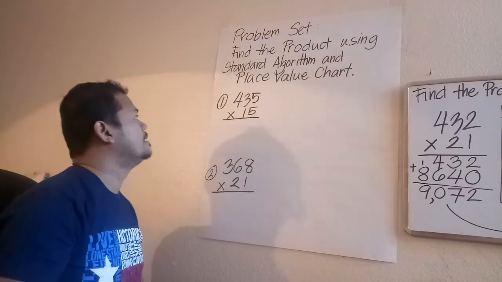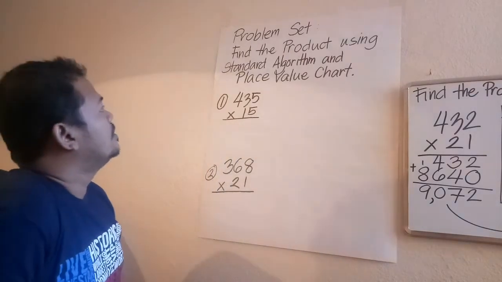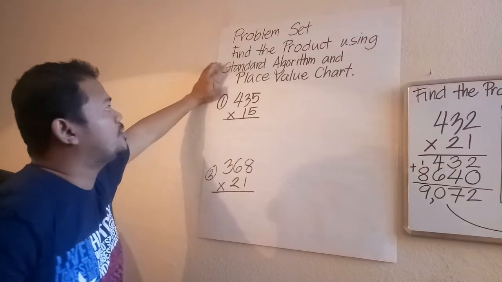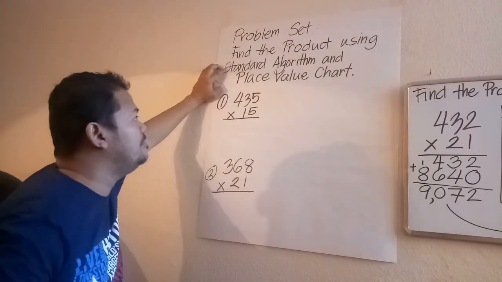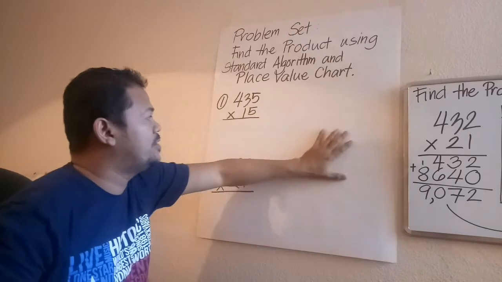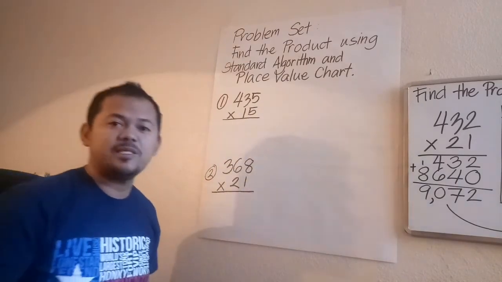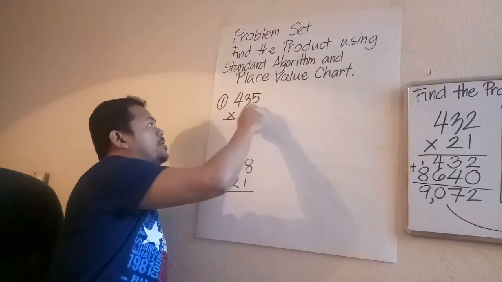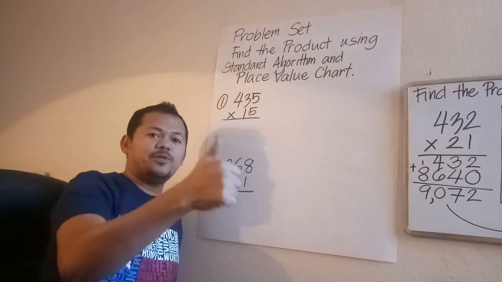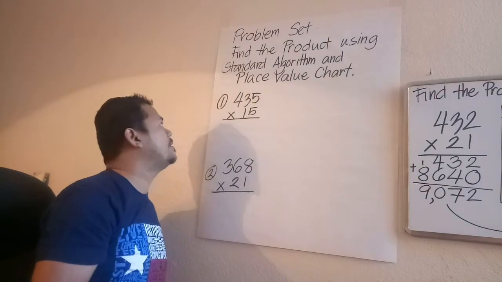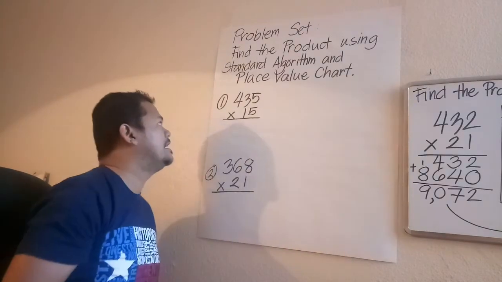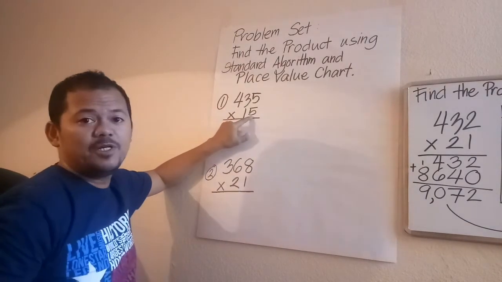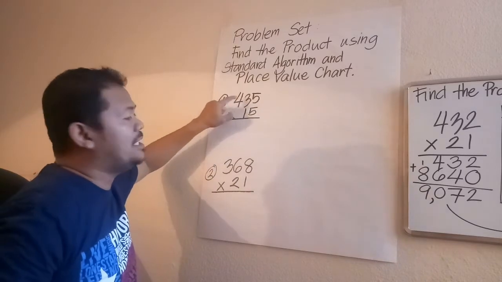Okay, so in order for us to find out our product, we are going to do it all together first with your standard algorithm, and I gave you a space here so that we can express it in your place value chart. Okay, so let's start with 435 times 15. Are you ready with your paper? Very good. So we got here 435 times 15. Let's try to use first 5 as our first multiplier to multiply it in our multiplicand.